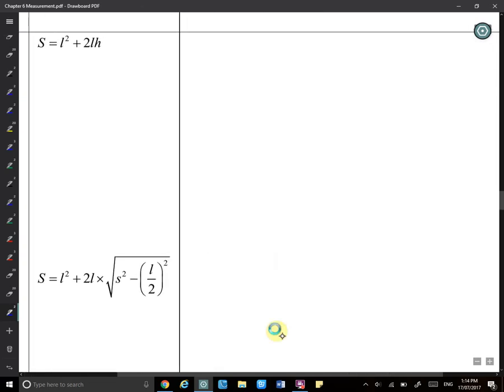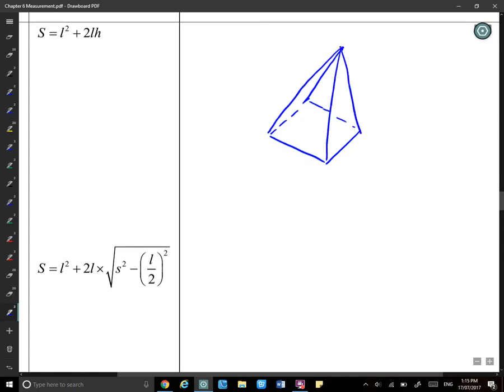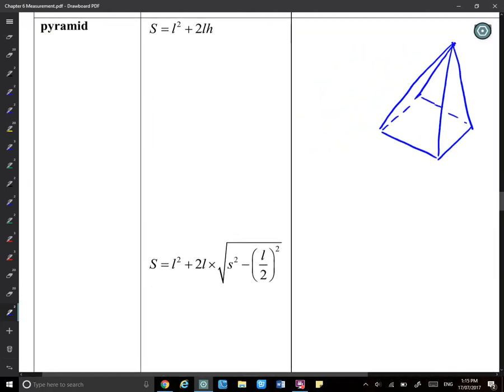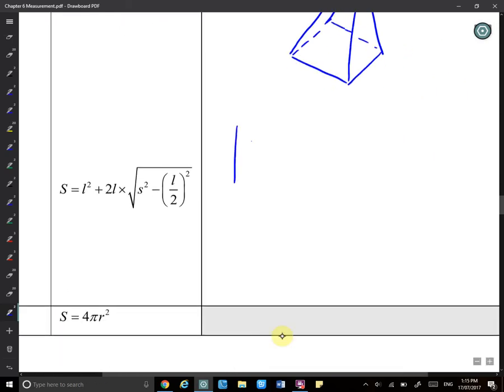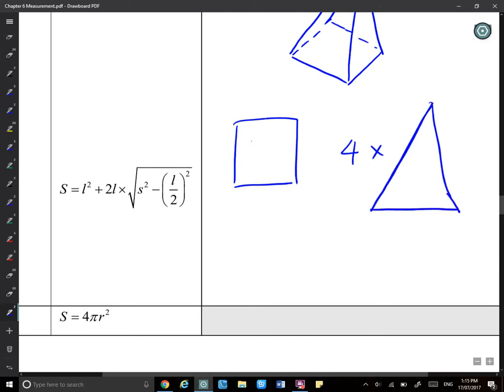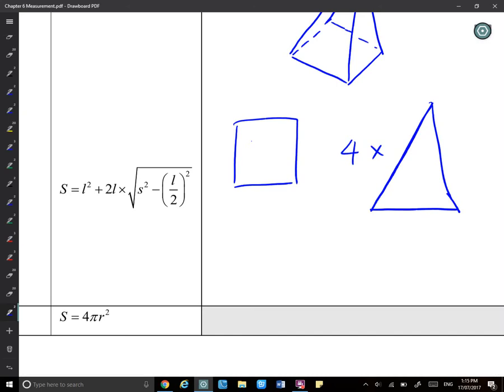So for pyramid, we have, like a square-based pyramid. This is a square-based pyramid, and I want to know the total surface area. So basically it's a square plus 4 times this triangle, okay, 4 triangles, 1 square base and 4 triangles.